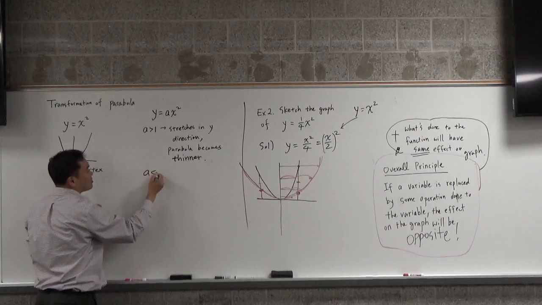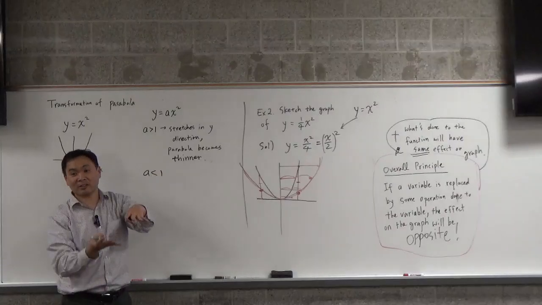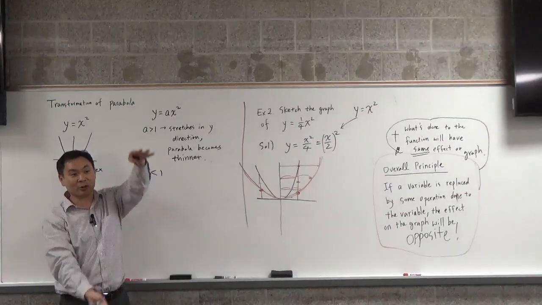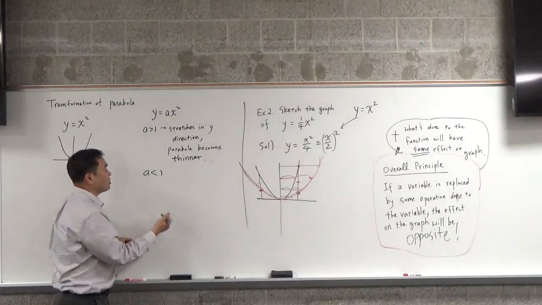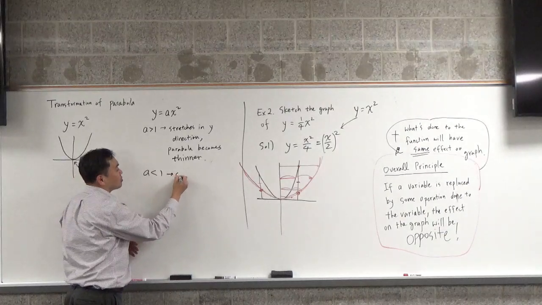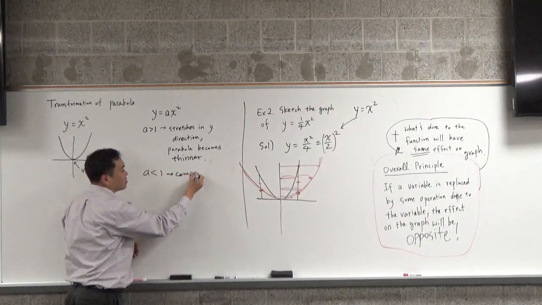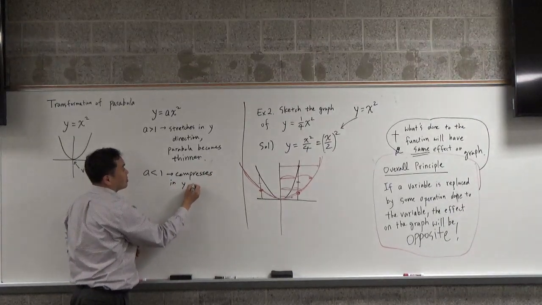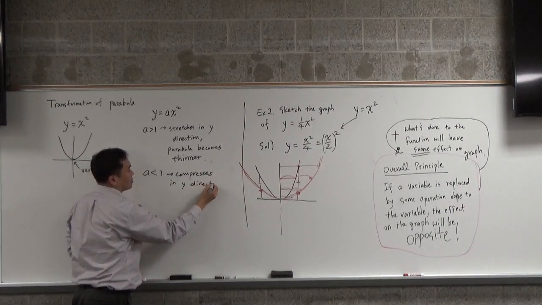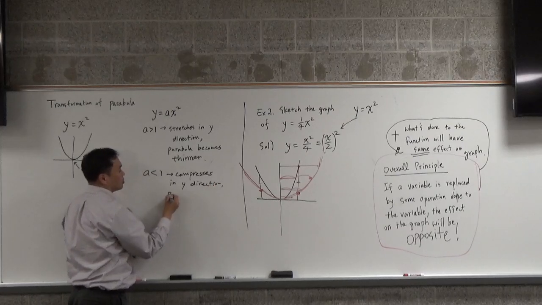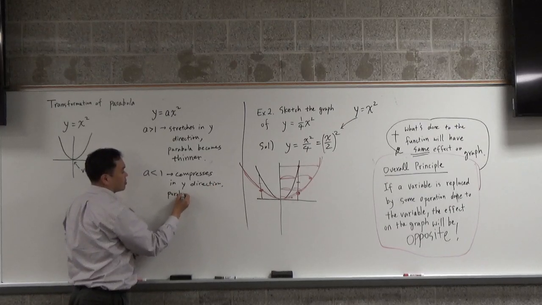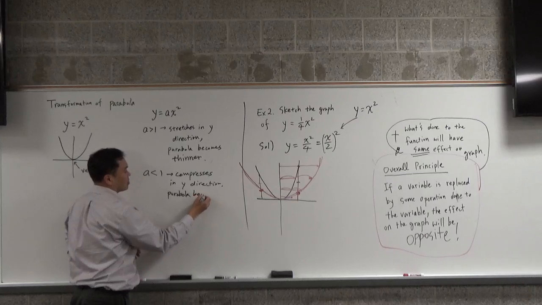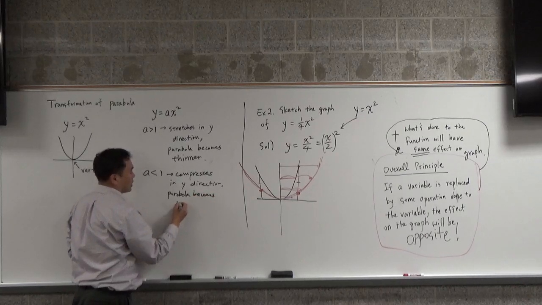If a is less than 1, that's like contracting. You're pushing it, you're compressing it, right? So this compresses in the y direction. The parabola becomes wider.